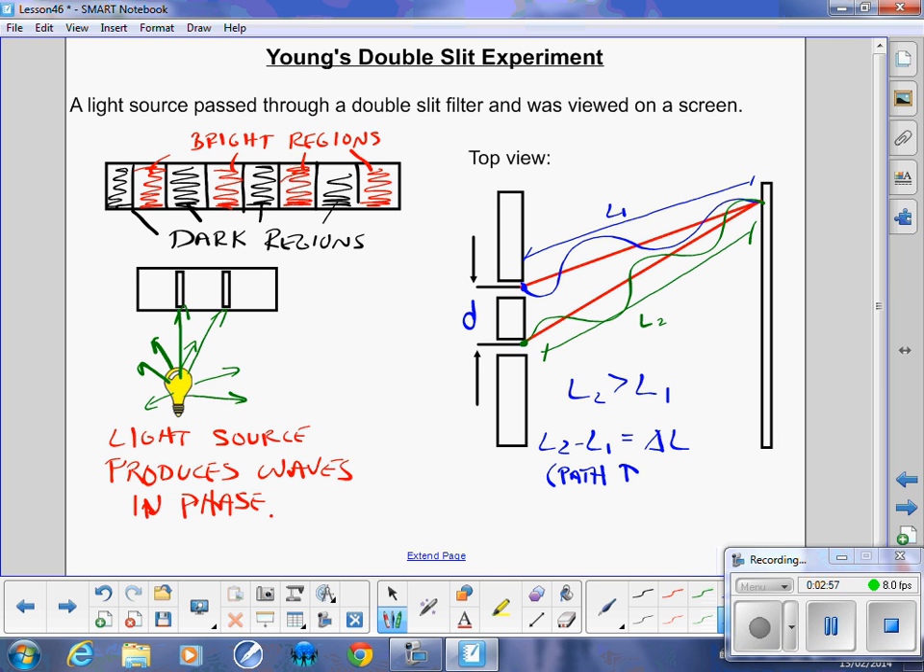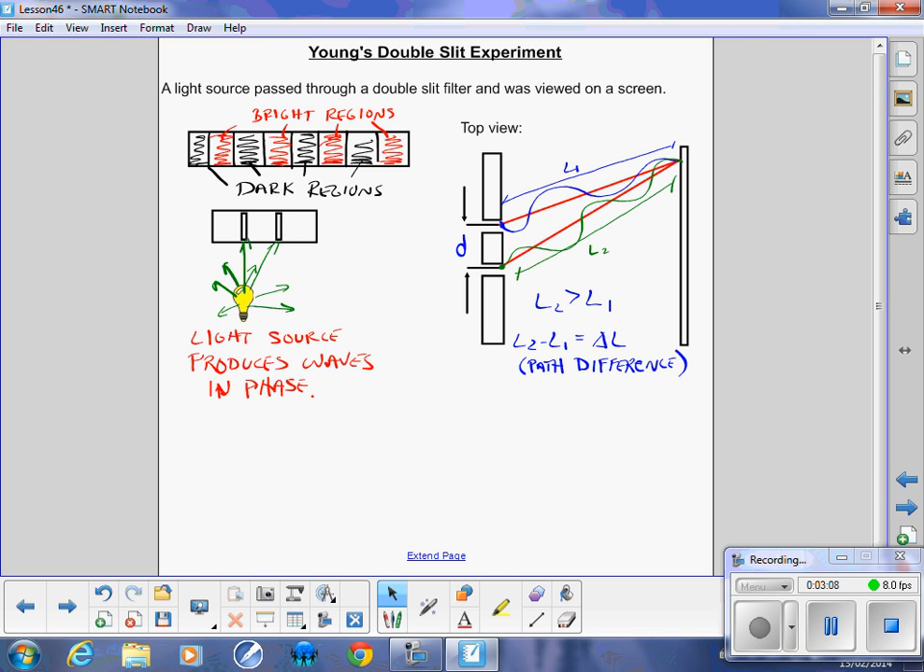So how much further did light have to travel to reach the same point? Difference. Okay, so there's your L2 minus L1. So let's talk about that. We have two possibilities. We could have constructive interference. So that's when two crests meet. So constructive interference. So what would delta L have to equal if we were going to have constructive interference? Well, we want that delta L to be a multiple of a wavelength at that particular point. So if that distance is one wavelength off, two wavelengths off, then you will end up with constructive interference.